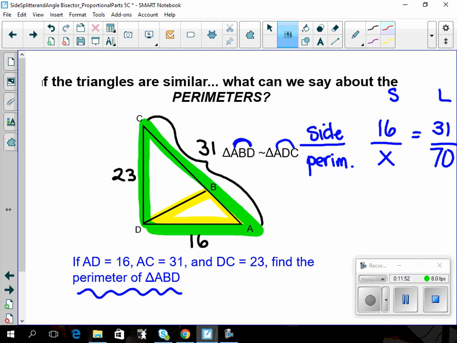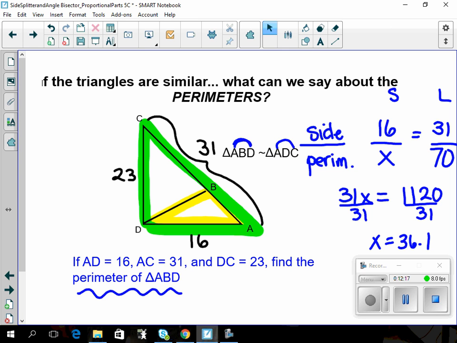Tell me what you get when you cross multiply. 31x equals 16 times 70, which is, what'd you get? Perfect. Divided by 31. I think you get a decimal. Yeah, and that's okay to get a decimal. Okay? So this one just kind of combines a lot of the objectives. Okay so far? All right.